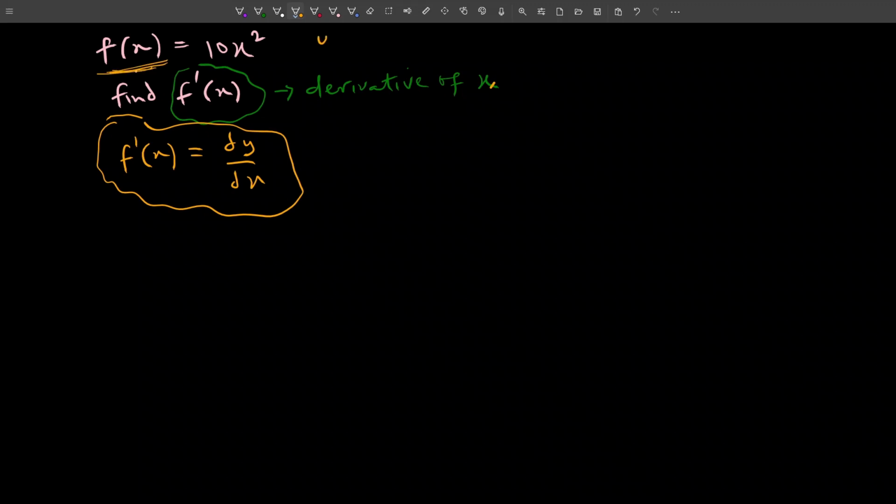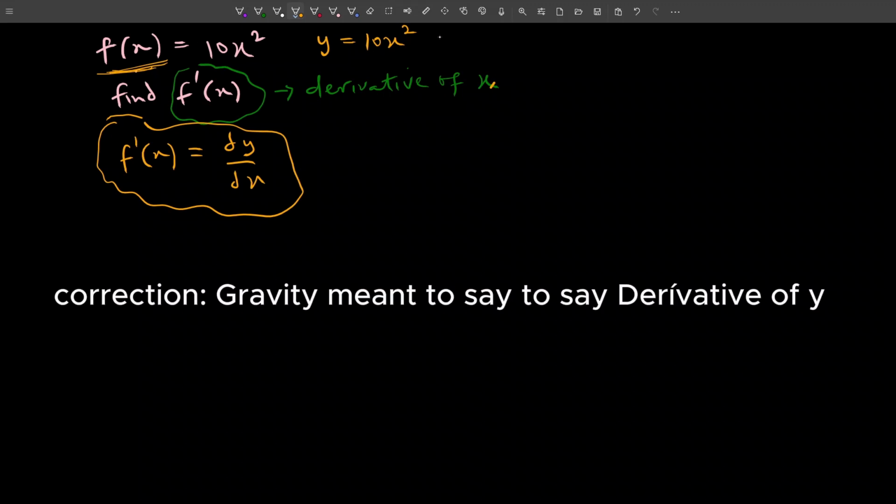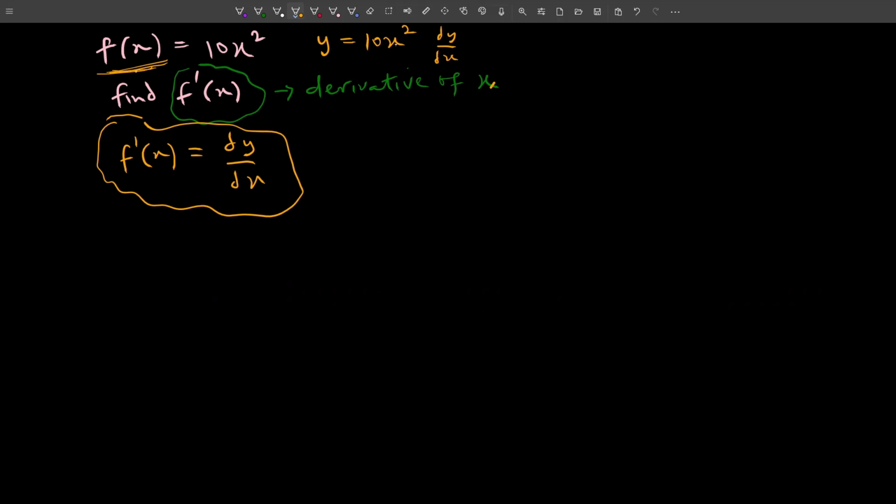If it was something like y equals 10x squared, and we ask to find the derivative, it means you're looking for dy dx. So I'm differentiating y with respect to x, where y is the dependent variable and x is the independent variable. So when we differentiate a dependent variable with respect to an independent variable, we're differentiating y with respect to x, and differentiating the function f with respect to x.